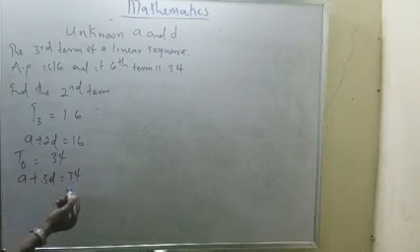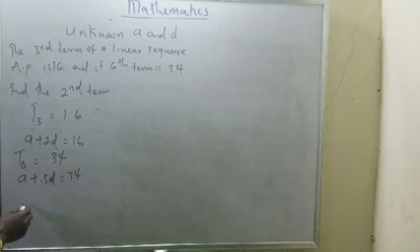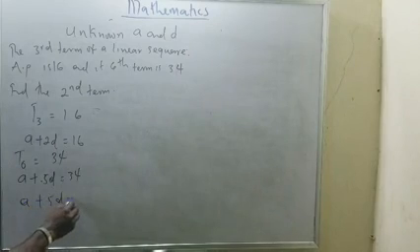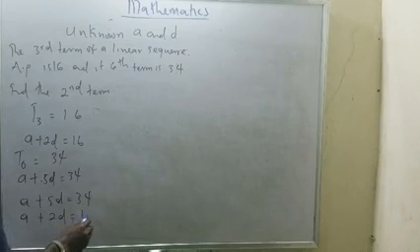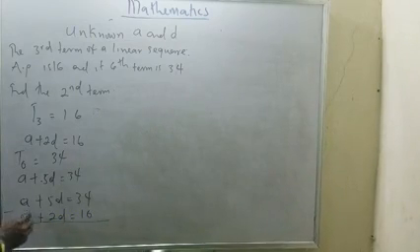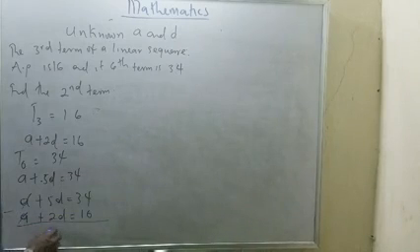Now, what can I do here? I'm just solving simultaneous equations, which is very simple to learn. You can learn that from our previous video on simultaneous equations. Now this will cancel this, and this will be 3d equals the gap between 16 and 34, which is 14.